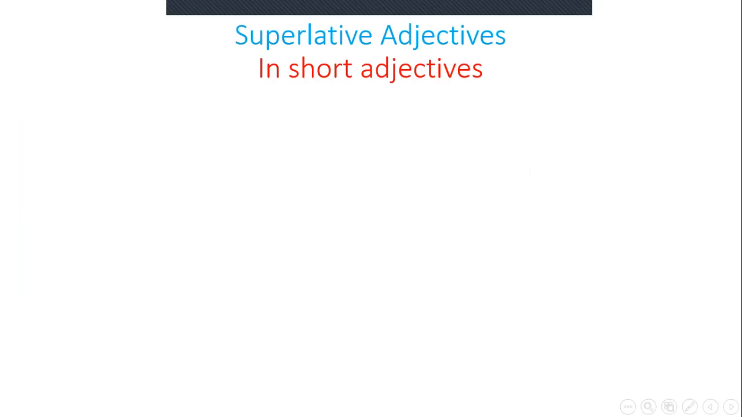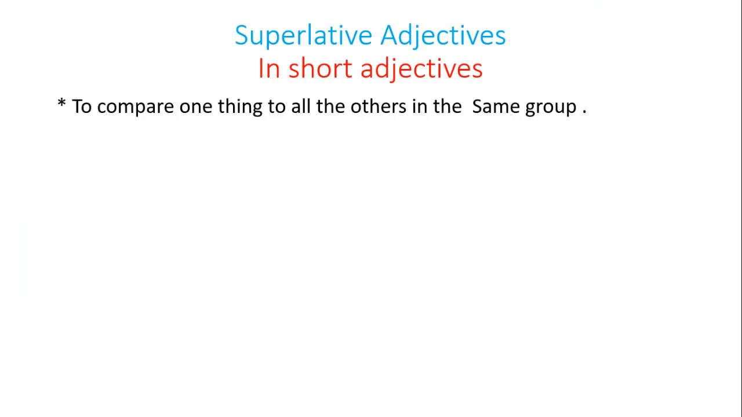Now my students will know the meaning of superlative adjectives. Comparative adjectives we use to compare between two persons, two animals, or two things. But to make superlative adjectives, we compare one thing to all the others in the same group. To make superlative adjectives in short adjectives, we use the plus adjective plus est.